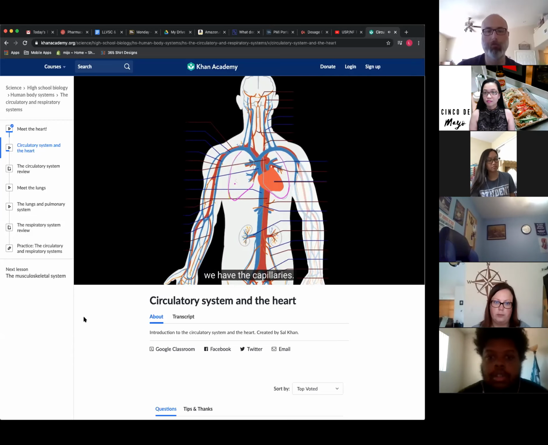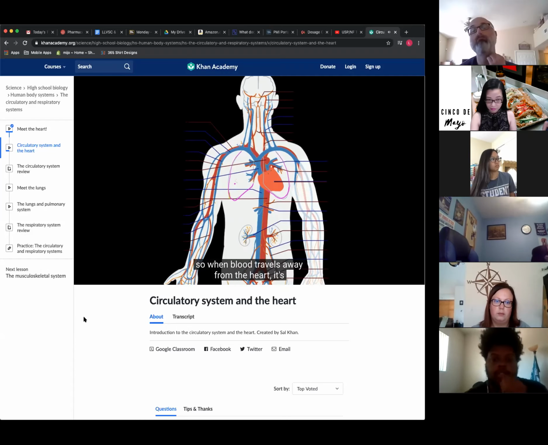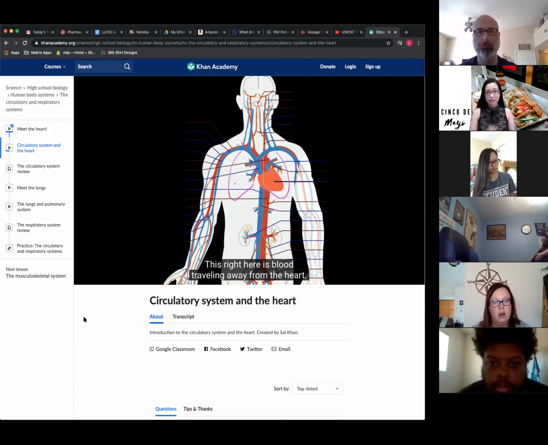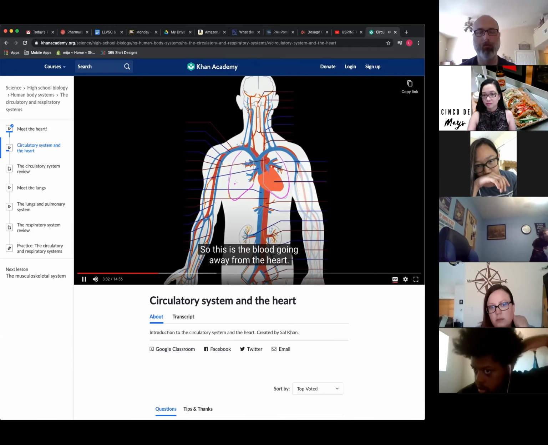And then we have the capillaries. So when we go away from the heart, and we're going to delve a little bit into the heart in this video as well, when blood travels away from the heart, it's deoxygenated. It's this blue color. So this right here is blood traveling away from the heart. It's going behind these two tubes right there. So this is the blood going away from the heart.